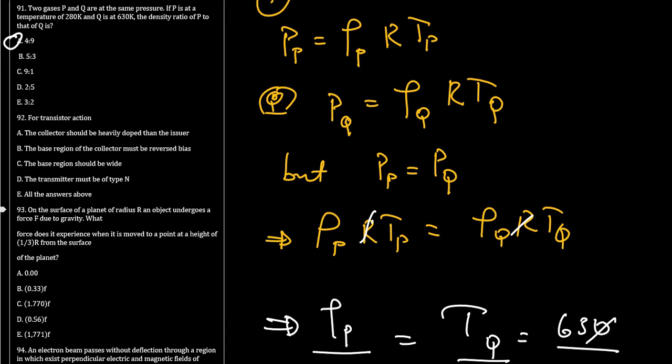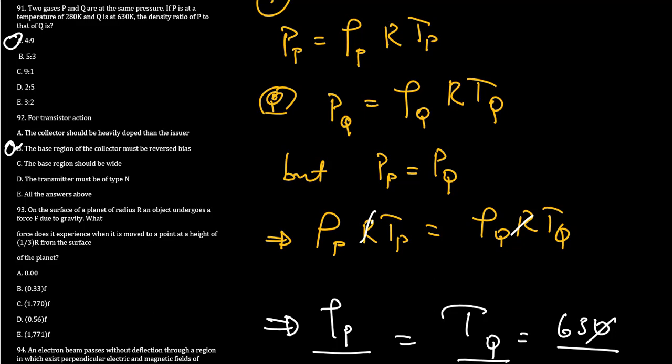So for transistor actions, the base junction must be lightly doped so that the base region is very thin, and also the emitter junction must be forward biased and the collector junction should be reverse biased. So the correct option here will be option B. The base region of the collector must be reverse biased. Option B.